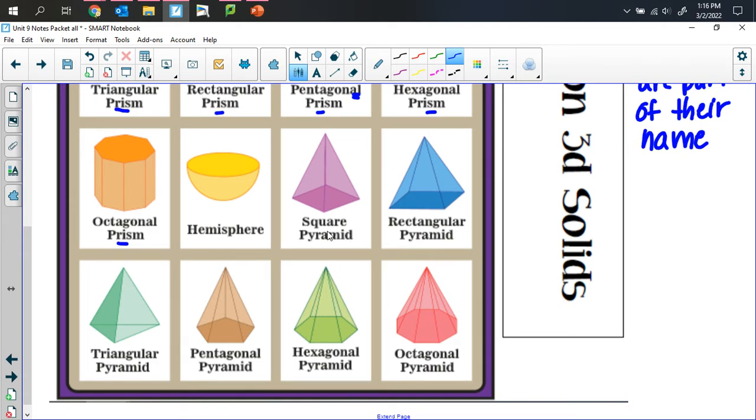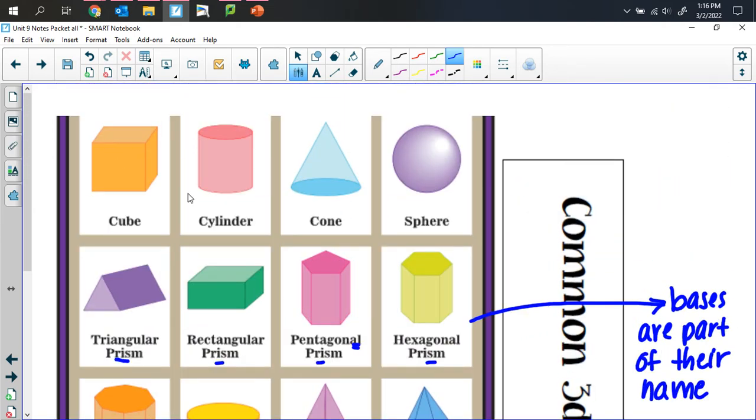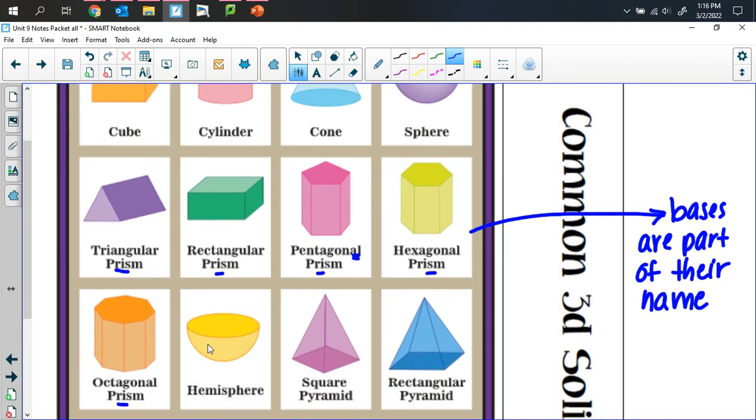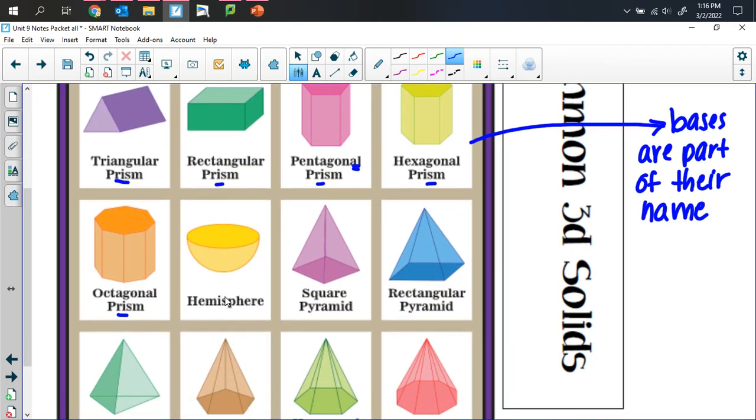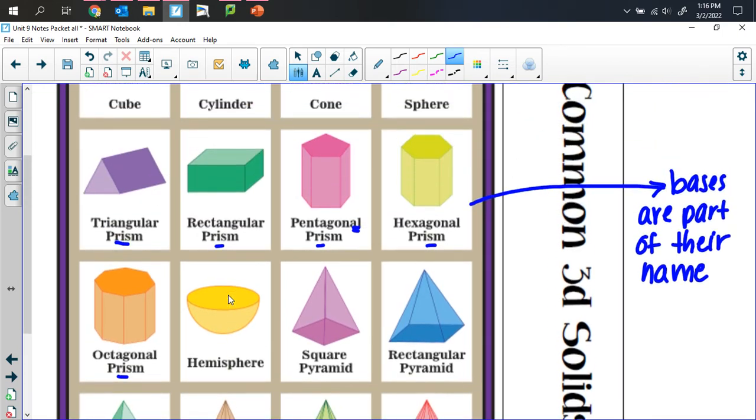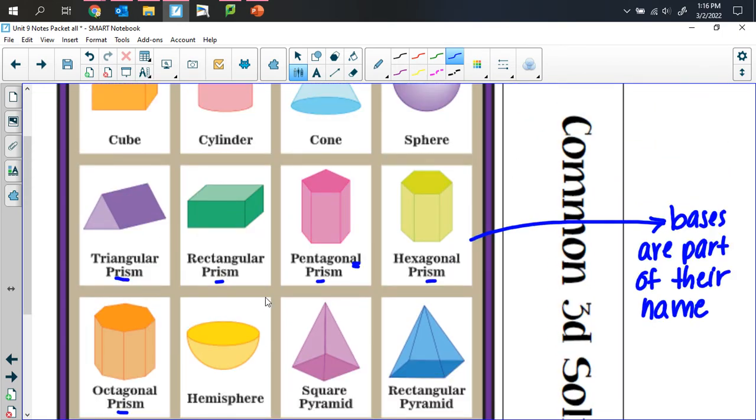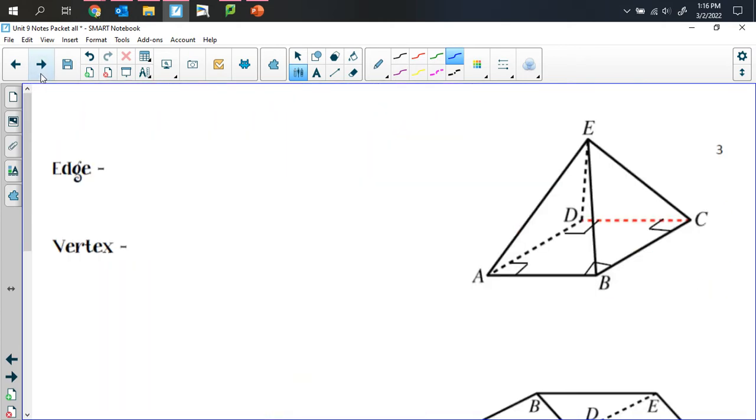But you can see that the pyramids are also named by their bases. So we have the square pyramid, the rectangular, the triangular, pentagonal, hexagonal, and octagonal. When we get to the other ones, that's going to be your cube, your cylinder, your cone, your sphere, and even that hemisphere that got thrown into the middle here in between everything. So naming solids, we're going to be looking for the most part with prisms and pyramids. You use their base name as part of the actual name of your prism or pyramid. And then for all the special ones, they just have special names that get identified.